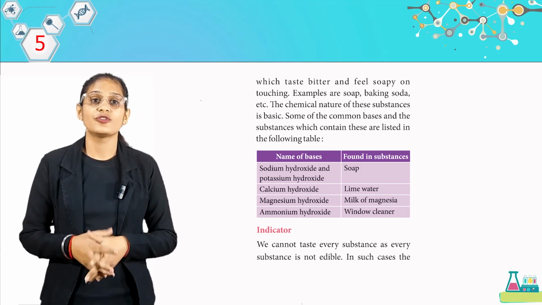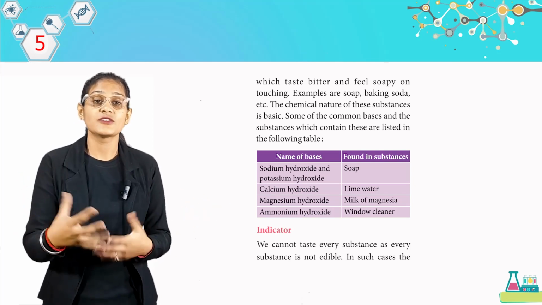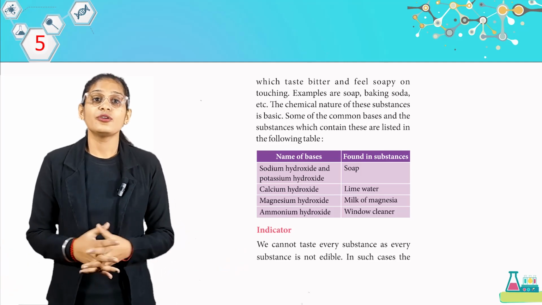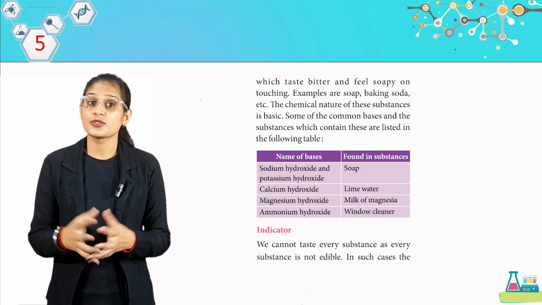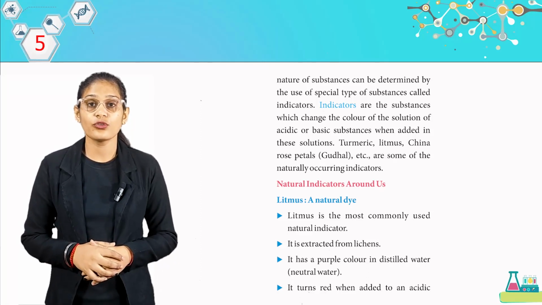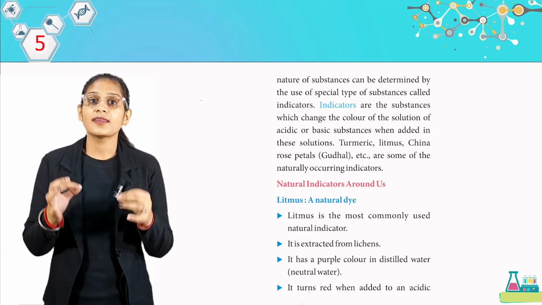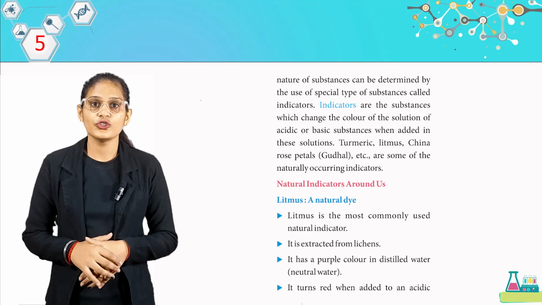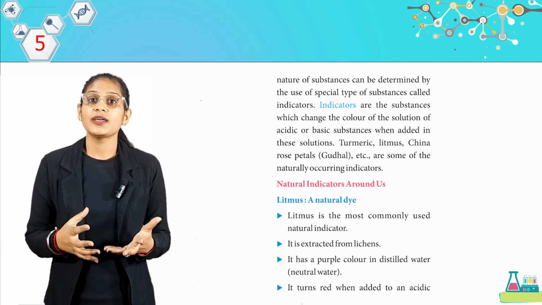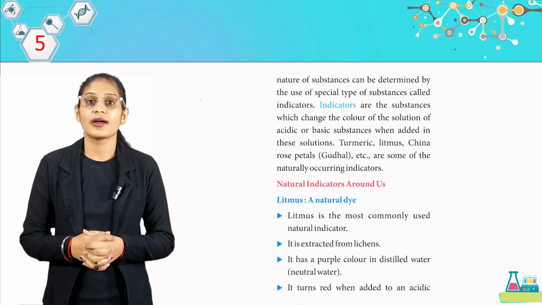Now students, we are going to read about indicators. So students, what is an indicator? It indicates to you which is an acid and which is a base. Now learn something from here. We cannot taste every substance as every substance is not edible. In such cases, the nature of substances can be determined by the use of a special type of substances called indicators. Indicators are the substances which change the color of the solution of acidic or basic substances when added in these solutions. Turmeric, litmus, China rose petals, Gudhal, etc. are some of the naturally occurring indicators.